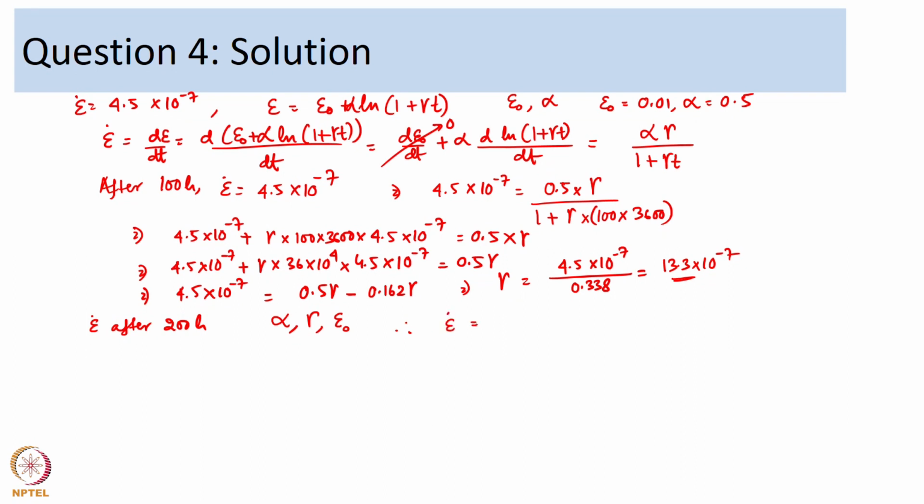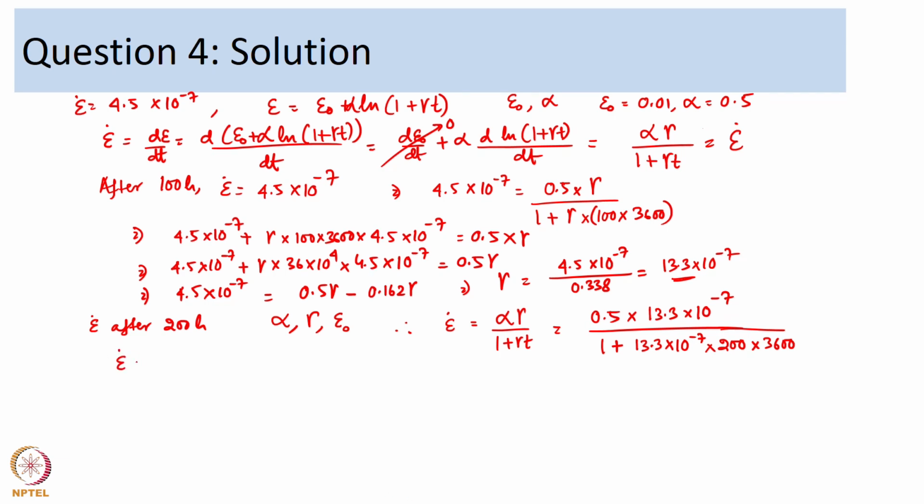Therefore, strain rate epsilon dot is equal to alpha gamma by 1 plus gamma t. So, epsilon dot is equal to, we know the value of alpha which is 0.5. We now know the value of gamma which is 13.3 into 10 to the power minus 7. So, divided by 1 plus 13.3 into 10 to the power minus 7 and time is 200 hours. So, 200 into 3600.